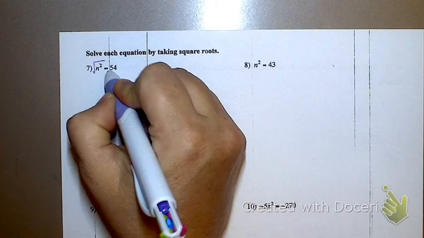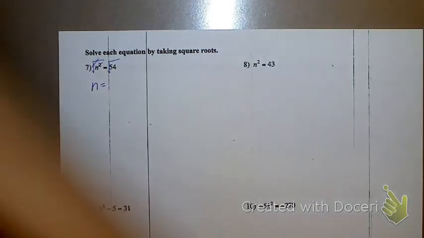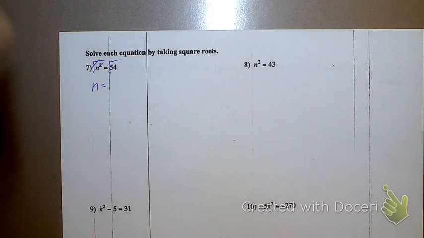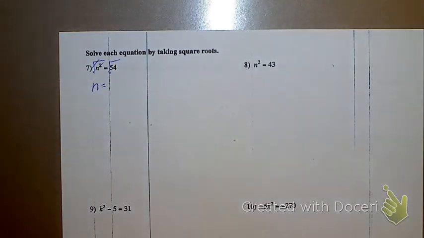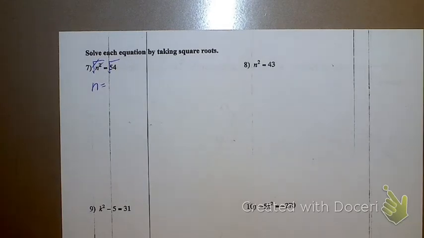Now, I do need to remind you of something, because when you take the square root of something, there's not just one answer. Now I'm really going to blow your mind. There's actually two answers. Because let me ask you this. What is the square root of 9? 3. And negative 3 is also the square root of 9. So there is always a positive and a negative number that is a square root.